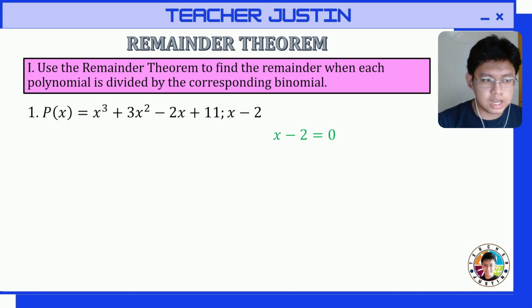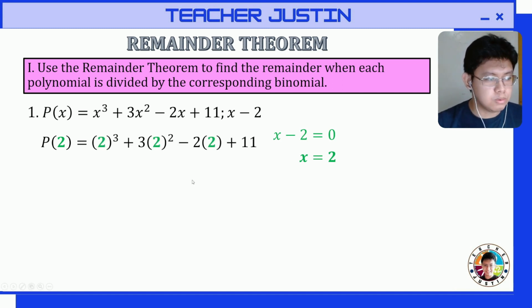So transfer negative 2 to the other side. That will give us x is equal to 2. Now, we will use the value of x being equal to 2 to replace all the variable x in our polynomial by 2. So we have p of 2 is equal to 2 cubed plus 3 times 2 squared minus 2 times 2 plus 11.